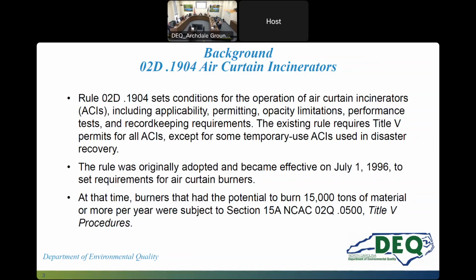1904 was previously amended to change all references to burners to ACIs, and we're doing the same to .0810 in this rulemaking. The rule was originally adopted and became effective on July 1st, 1996 to set requirements for air curtain burners. At that time, burners that had the potential to burn 15,000 tons of material or more per year were subject to Section 15A NCAC 02Q .0500 Title V procedures.